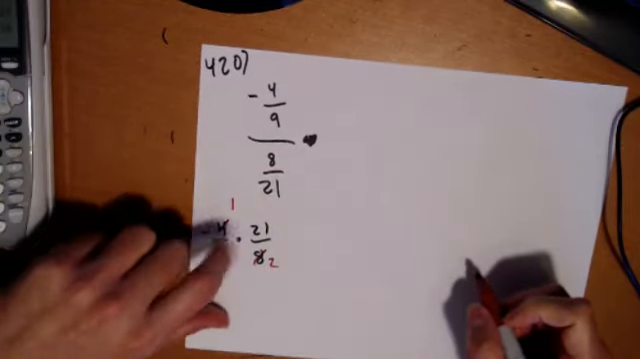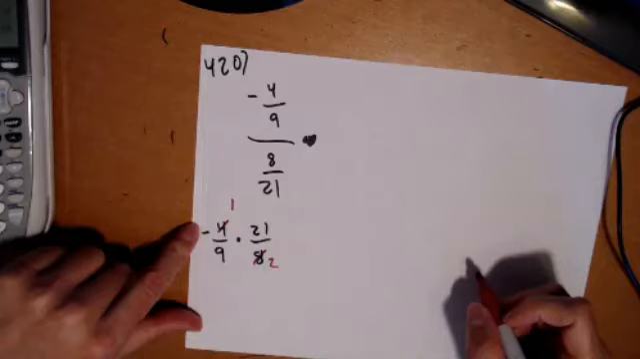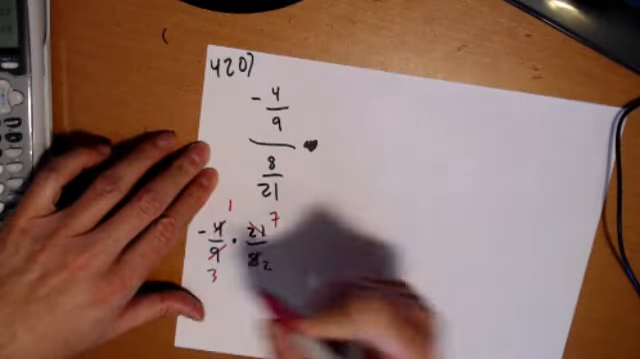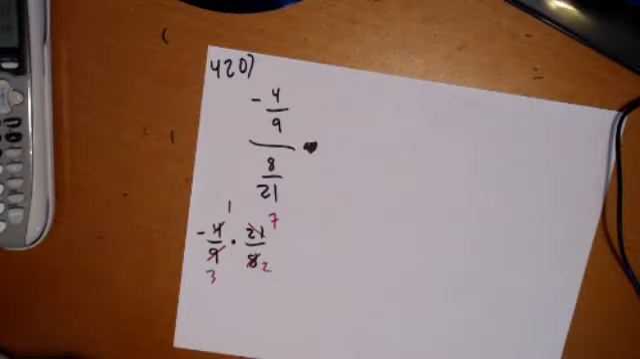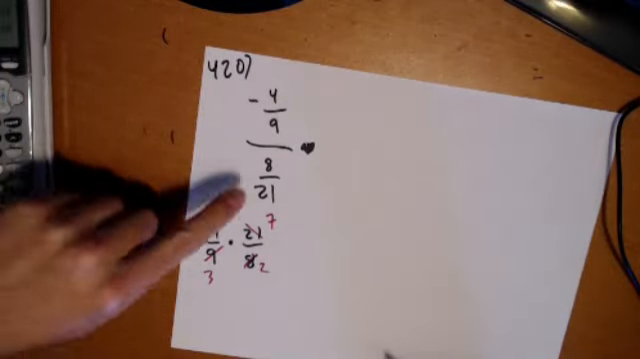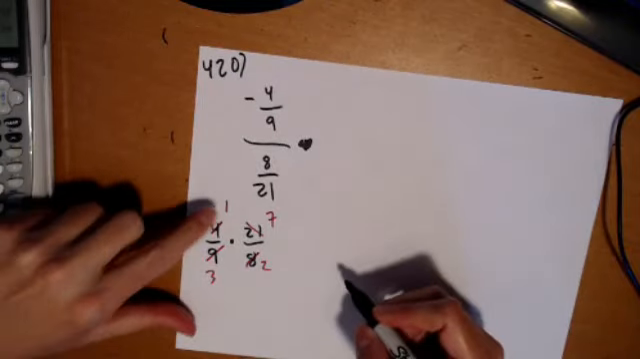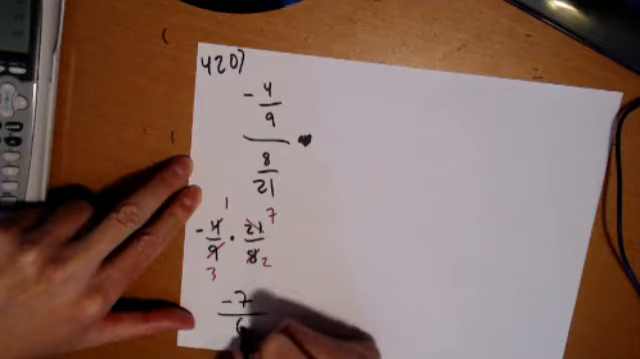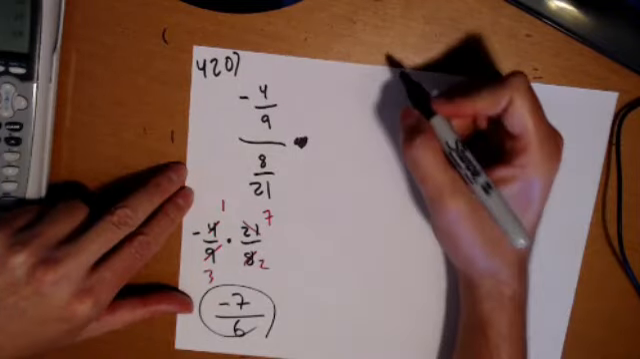9 and 21, can we reduce it? What goes into them? 3. 3 goes in here 7 times, 3 goes in here 3 times. Anything else reduce? No? Okay. I guess that's as good as it gets, because you can't keep reducing anything upstairs with anything downstairs. So a negative, a 1, and a 7, multiply it all. -7 over 3 times 2, 6. Boom.